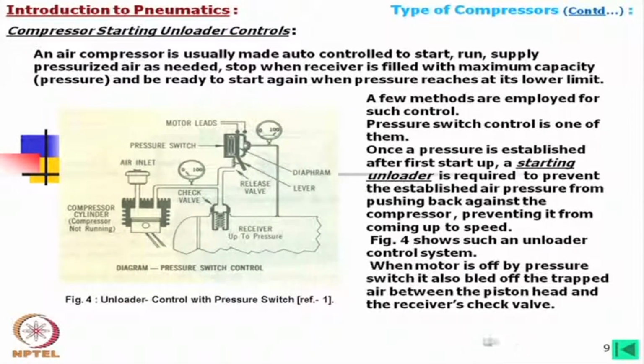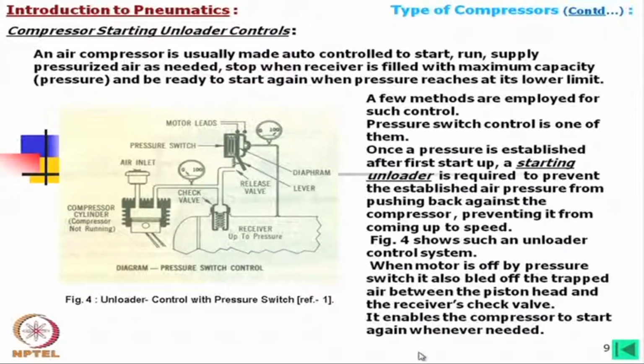When the motor is off by the pressure switch, it also bleeds off. This operation is called bleed off the trapped air between the piston head and the receiver's check valve. This is the receiver's check valve. It enables the compressor to start again whenever needed.